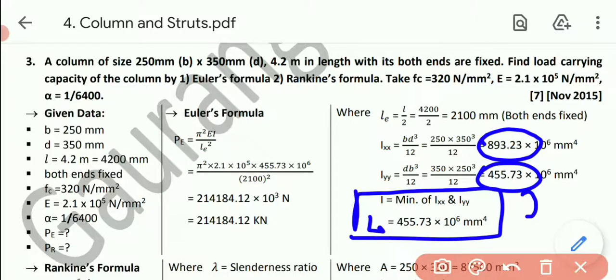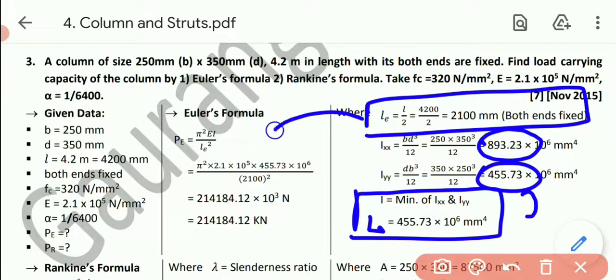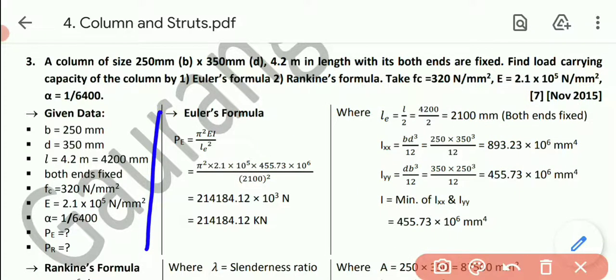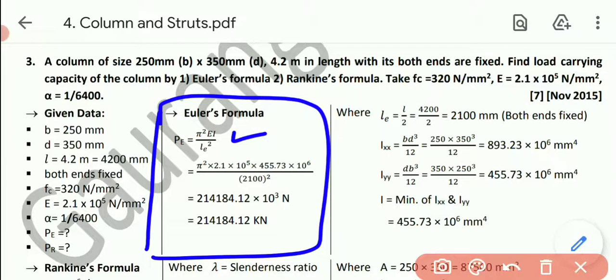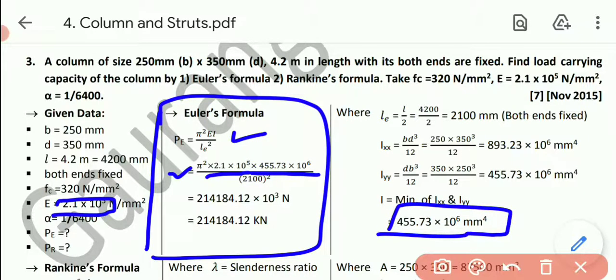Once I get the value of I and LE, I can easily calculate using Euler's formula. Let's apply it. The formula is pi square EI upon LE square. So pi square, E is given to us in the data as 2.1 into 10 raised to 5, then I is 455.73 into 10 raised to 6, and LE is 2100, so 2100 square. By simplifying this, I get 214,184.12 into 10 raised to 3 Newton. Let's convert it into kilonewton: 214,184.12 kilonewton.